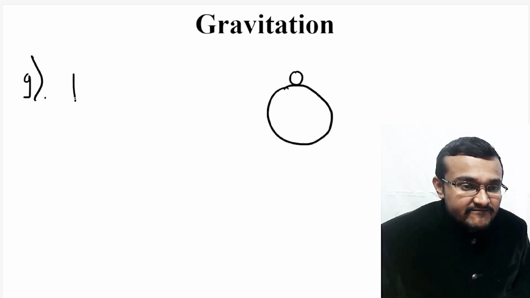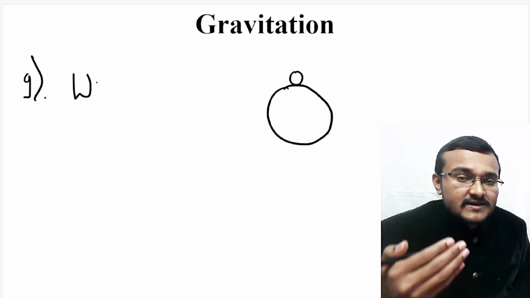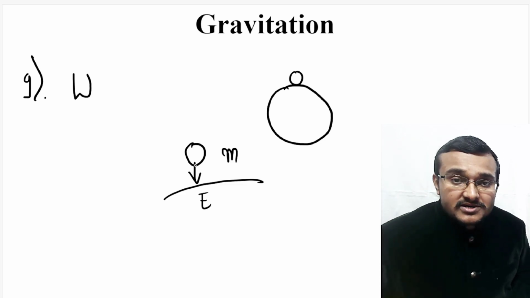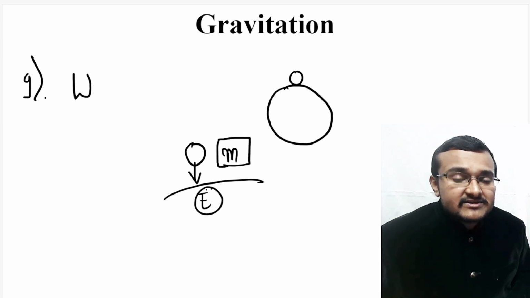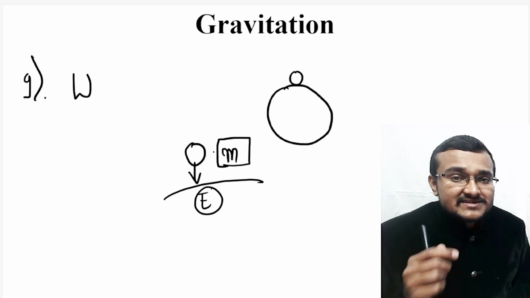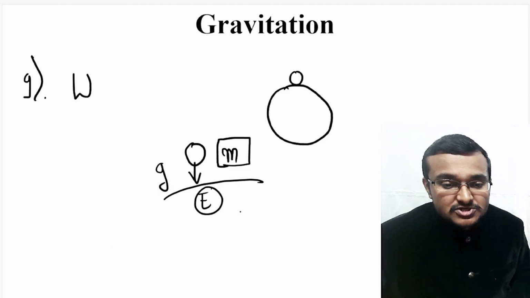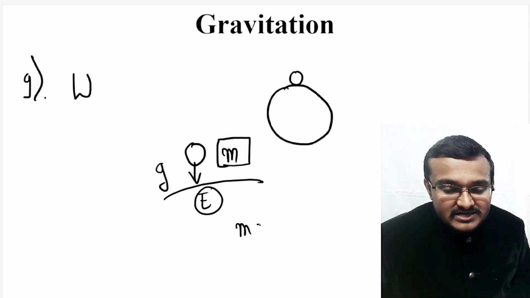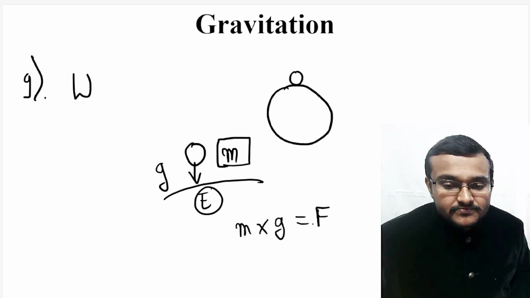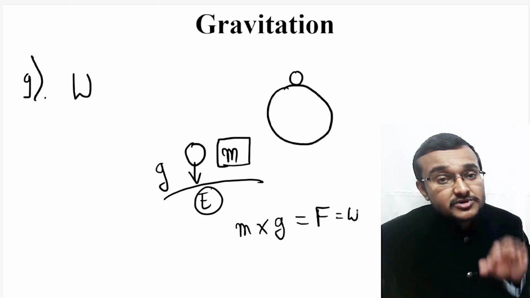That is nothing but weight. If an object is kept on Earth's surface, this object will have a certain mass and Earth will have gravitational force on that object. Because Earth is pulling this object with its gravitational force, there will be acceleration due to gravity coming into the picture. So mass multiplied by acceleration due to gravity gives you the gravitational force, which is equal to the weight of that object.